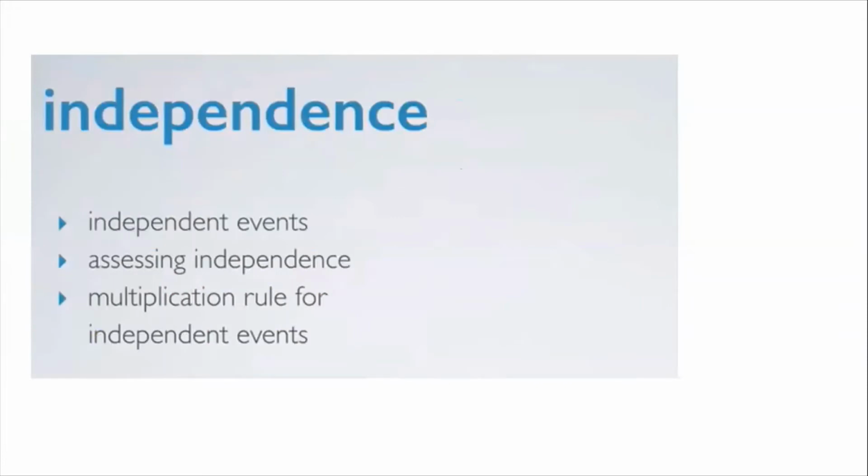Now, how can we know if two events are independent of each other using probability? We're going to discuss this in this session. We'll discuss independent events, how we can assess independence, and multiplication rules for independent events. Before this, we talked about events which are disjoint or non-disjoint. And now we talk about independent or dependent events.